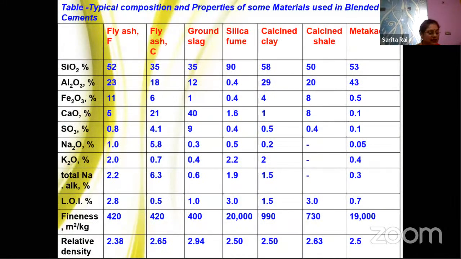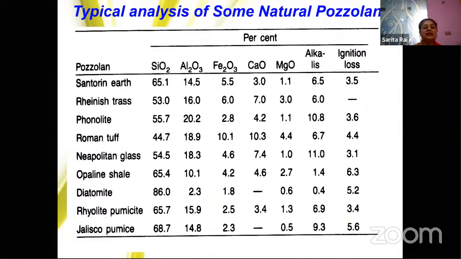These are the typical compositions. In fly ash, silica is 52%, alumina is 23%, and so on. These are the typical analyses of some natural pozzolana. In Santorini earth, silica is 65.1, alumina is 14.5, and these are all present.